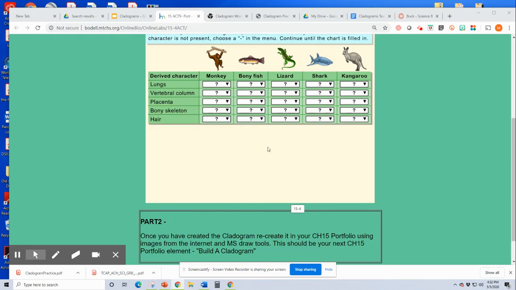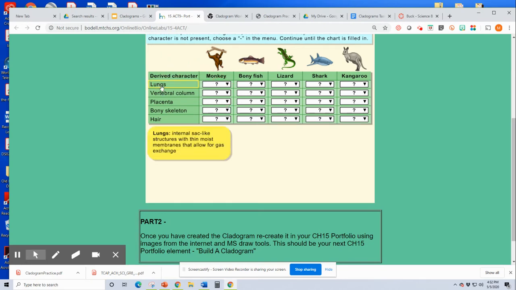So on this little activity that I've linked to, you might have to allow Flash. So do that. And there's a drop-down menu. And for each of these characteristics, if you hover over them, it will describe to you what they are. If the organism has it, you'll just use the drop-down menu and put a plus. And if it does not have it, you'll leave it as a minus.